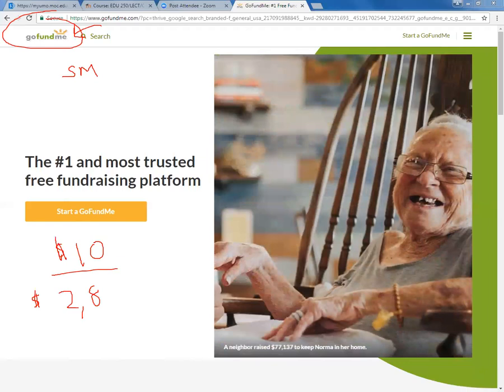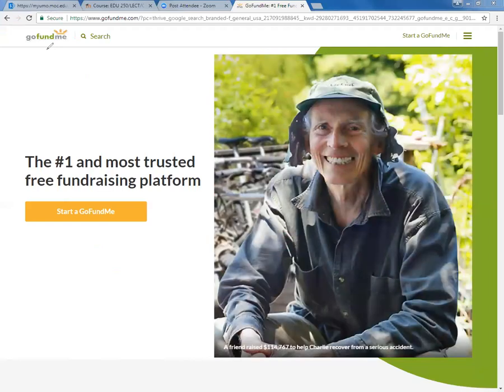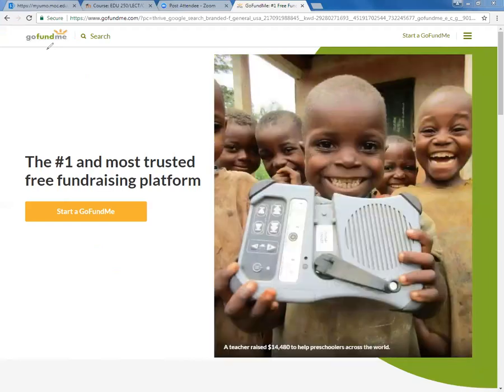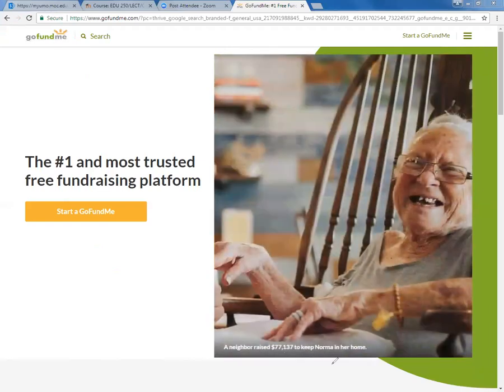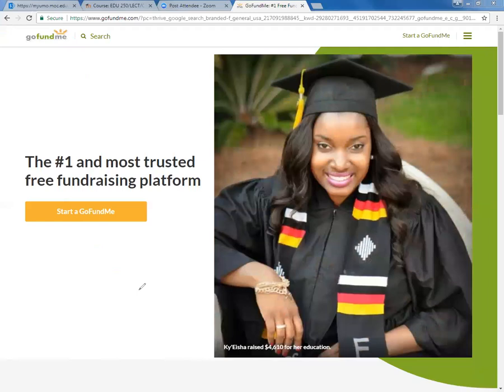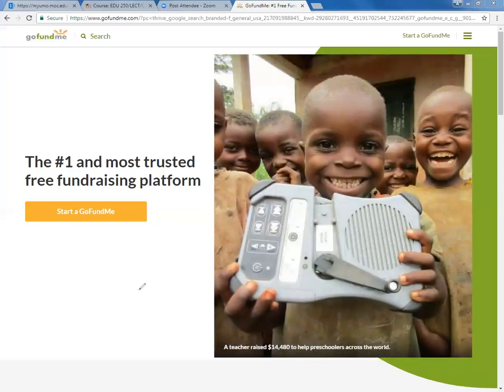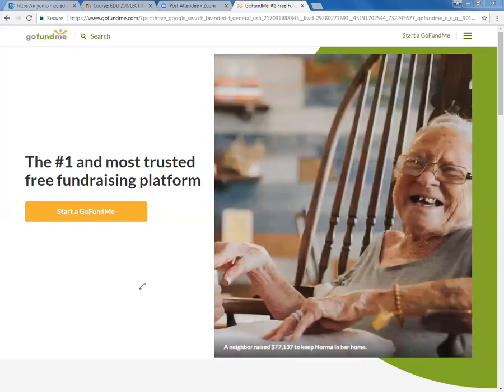Now, as teachers, we can use GoFundMe to raise money for our school or our classroom. Obviously, we have to have permission from administration, but a teacher raised $14,400 for children in another country. So it's a very interesting tool, and I would encourage you to begin to use it, whether in your church or in your community or wherever.